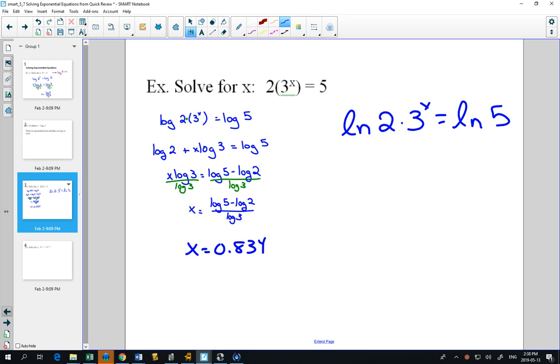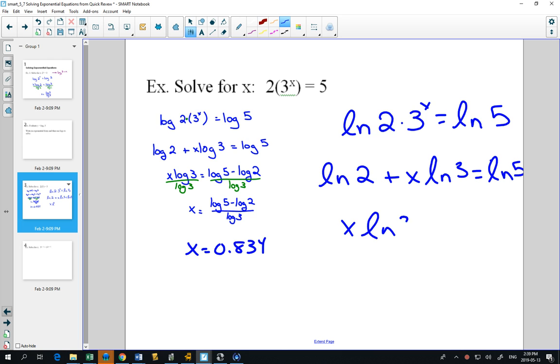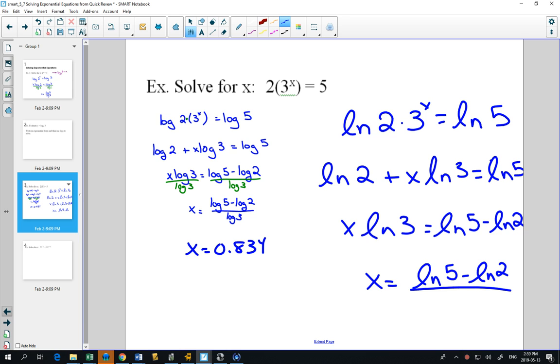The log laws are the same. If you're multiplying, you add. Bring the x in front now. Subtract log 2 on both sides. Divide by natural log of 3.